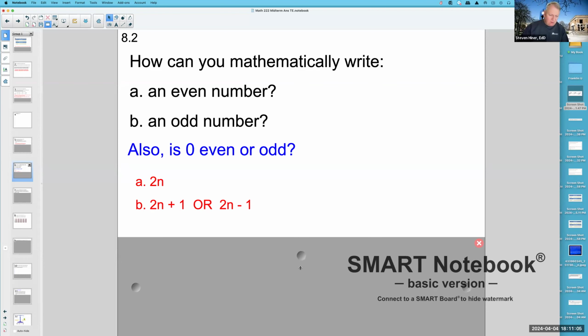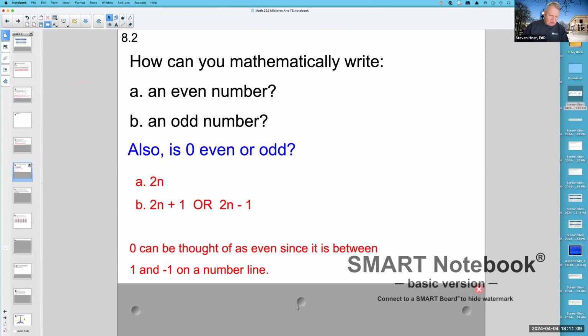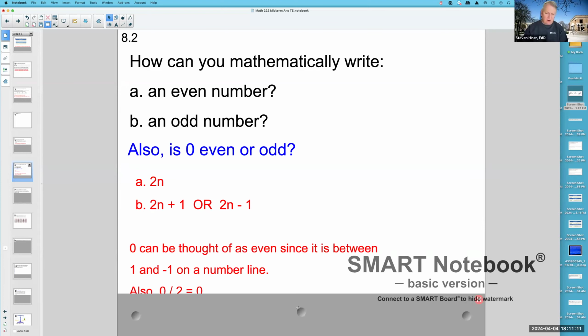And then we said 0 can be thought of as an even number since it's between -1 and +1 on a number line. So if you did alternating numbers on a number line, you get -1, 0, +1. In between has to be an even, or else you've got pandemonium. So technically, we could call it an even number.